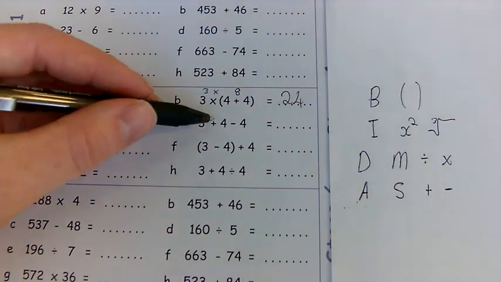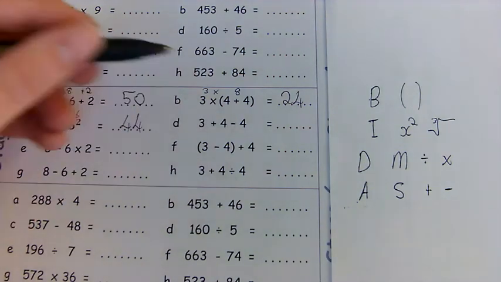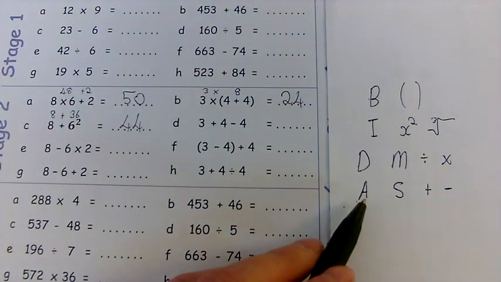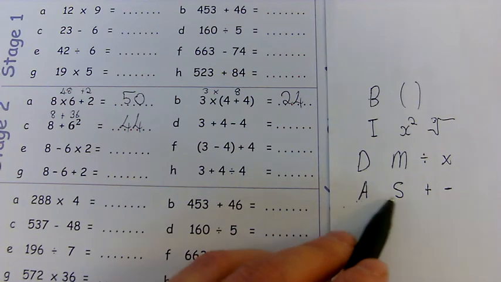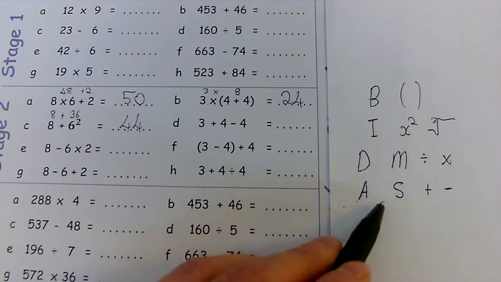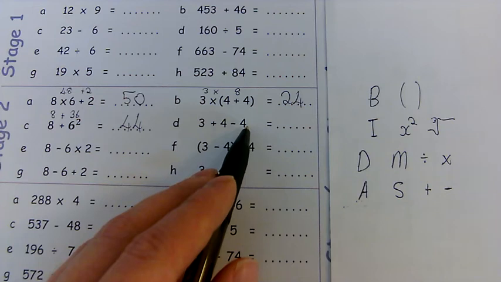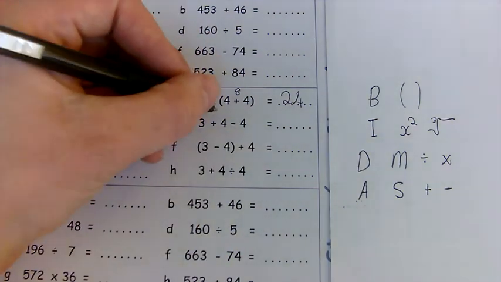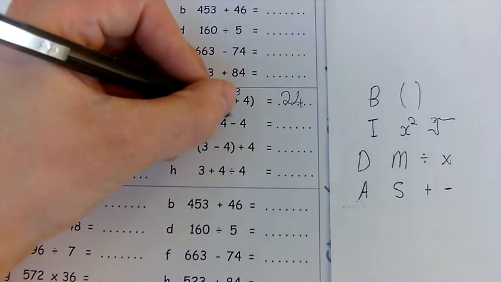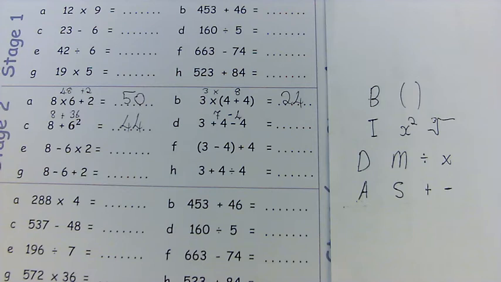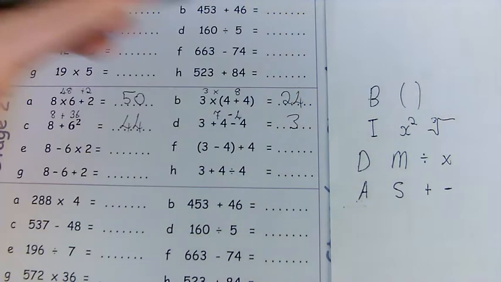Now on part D, I've got addition and subtraction. If I look at my BIDMAS, addition and subtraction are equally important, but I'll do whichever one comes first as I read left to right. Addition comes first, so it's 7, take away the 4. And my answer is 3.